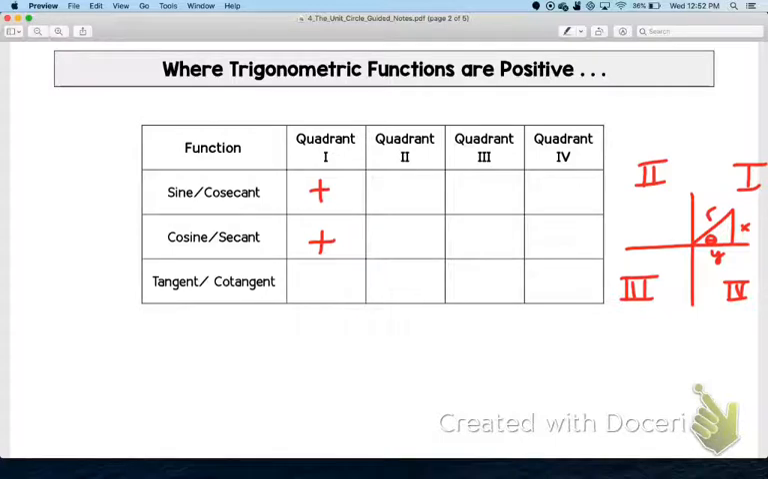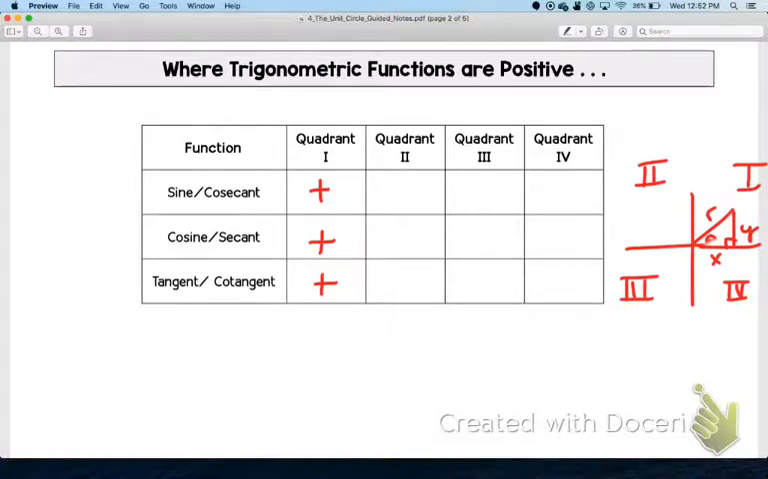Tangent would be positive y over x, or x over y, sorry. Oops, I didn't even do this right. Sorry. You're probably thinking, what the heck is she doing? This is x, this is y. There we go. So tangent and cotangent would also be positive. So all of your trig functions will be positive when your reference angle is in quadrant 1.